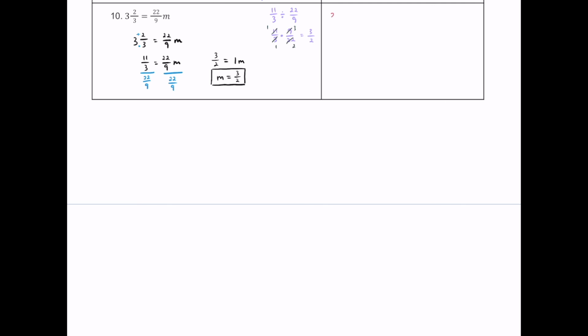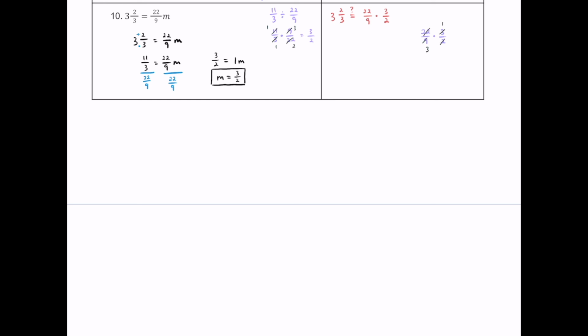Now to check this last problem, let's take this 3 2/3 from the original problem and say, is that equal to this 22/9 times the answer we got, which was 3/2? We're going to substitute that in. Let's see if this works or not. Well, let's see what this 22/9 times the 3/2 is actually equal to. Let's see if we can do any cross-canceling. 3 and 9 becomes 1/3. And then what about the 2 and 22?